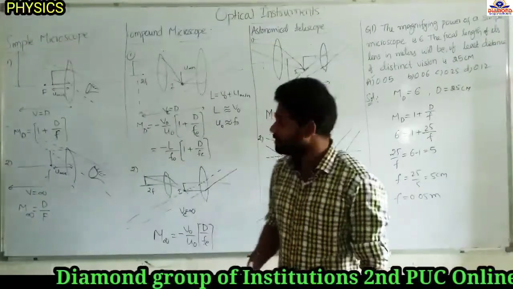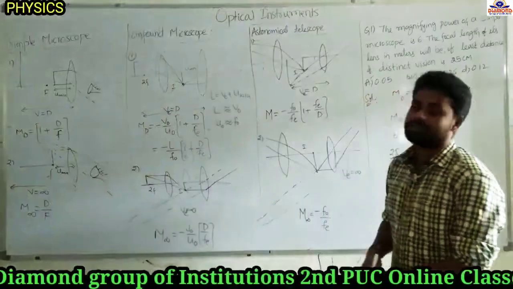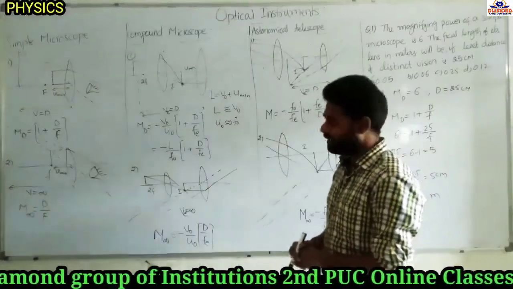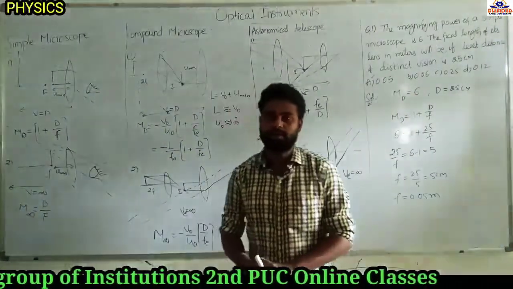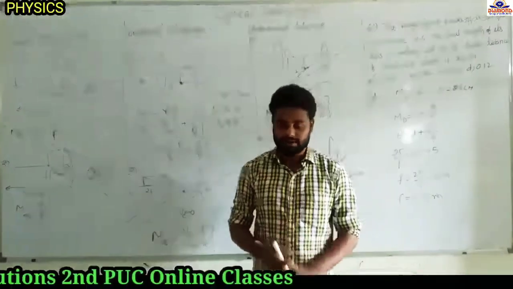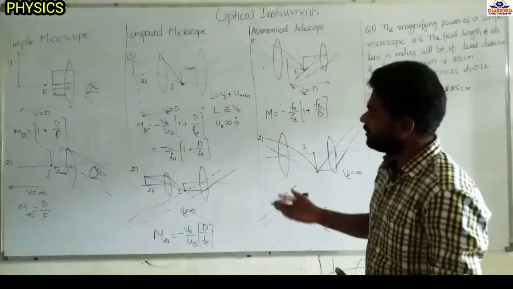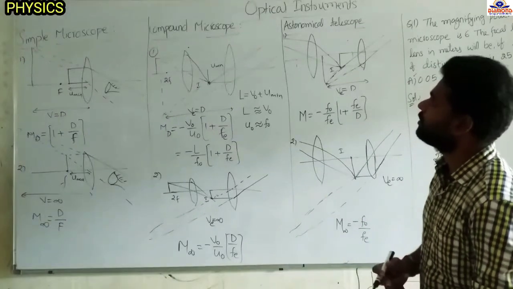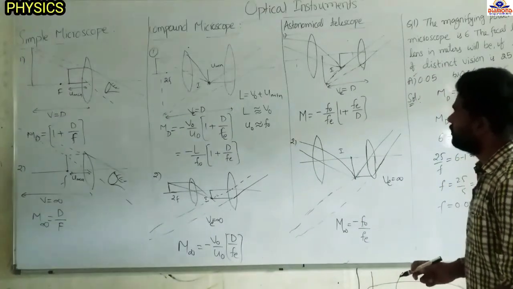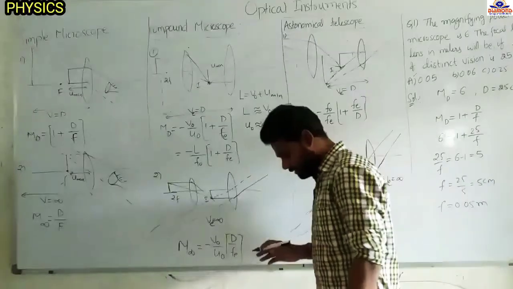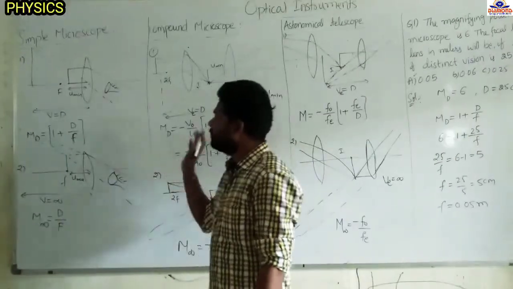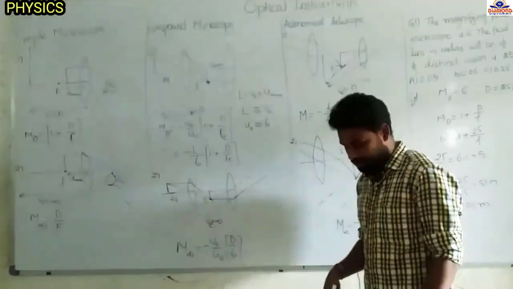Today we are going to discuss optical instruments, a very important chapter, and one question we can expect from this topic, and 4 marks easily we will get. So concentrate on these three instruments: simple microscope, compound microscope, and astronomical telescope. Whatever the NCERT based instruments are there, that we are going to discuss.